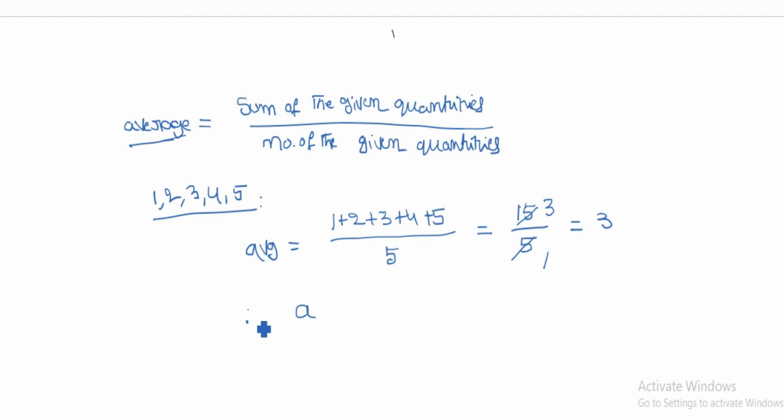Therefore, average of the first 5 natural numbers is equal to 3.